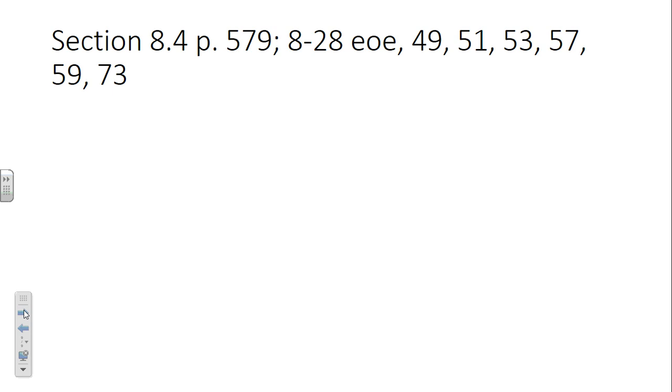And then 49 is a very easy 3 by 3 determinant. 51, 53 are both 3 by 3s. 57 is an easy 4 by 4. 59, you'll have to do it twice. There's 2 of them that have only 2 zeros, okay? And 73 is, hey, what happens when we try different operations? Is it commutative? Is it associative? That type of stuff, okay?